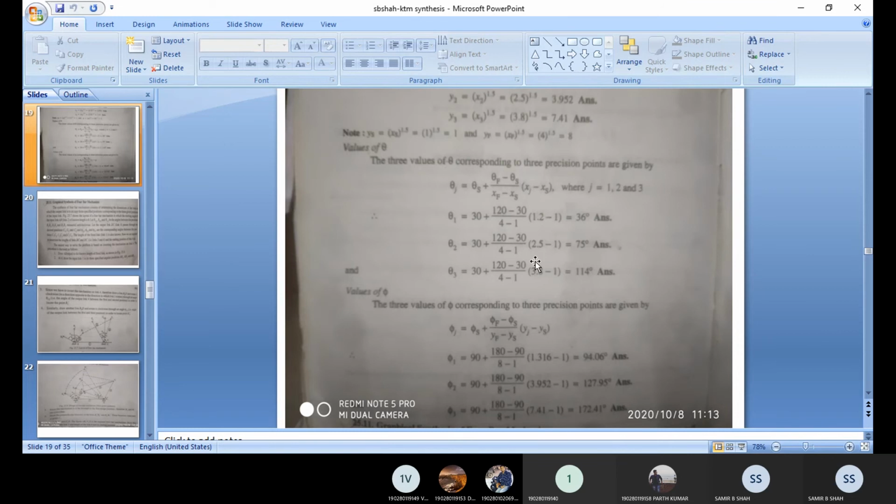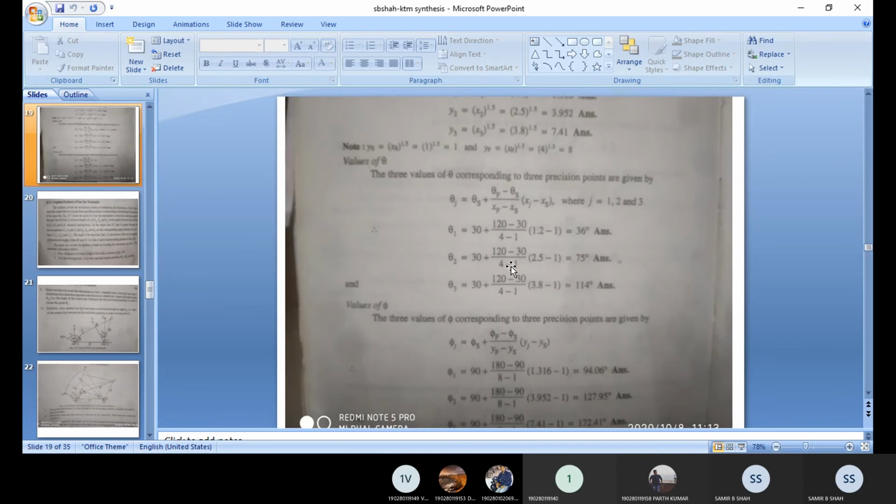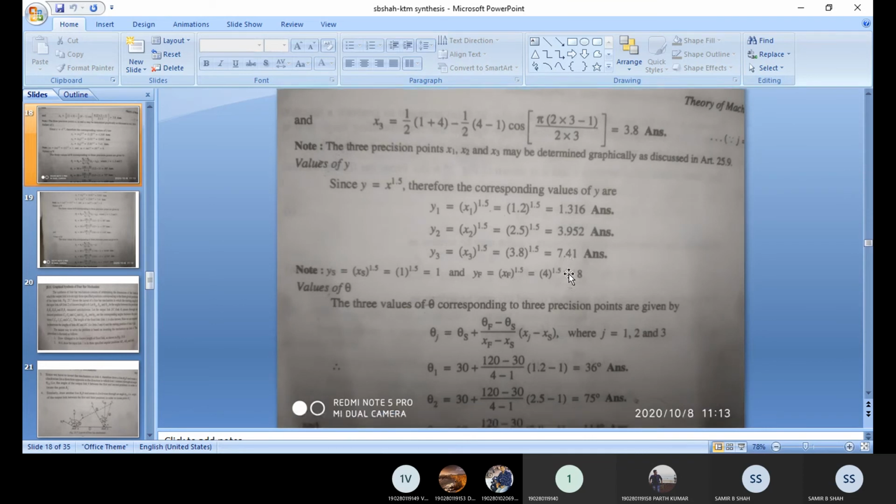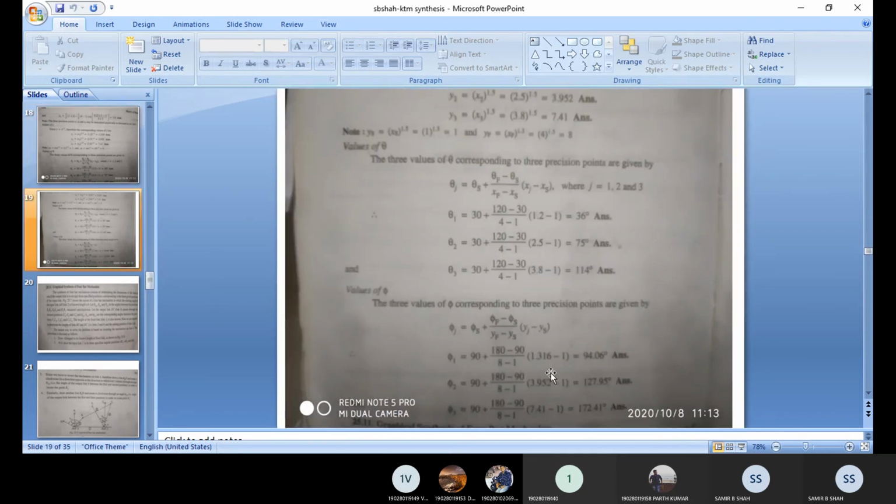Take it in your mind that we are getting three different values for theta input, that is 36, 75, and 114, and similarly for phi 1, phi 2, phi 3. You have to remember that in place of xj, we put yj. So we have to get the values of y that we already found initially, that is 1.316, 3.925, and 7.41. We put them here, and we get the values. So these are the input and output values for theta and phi.